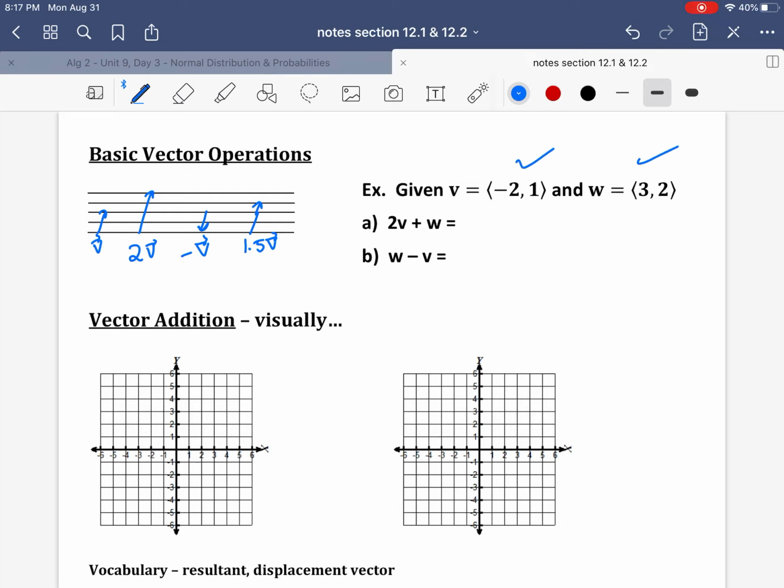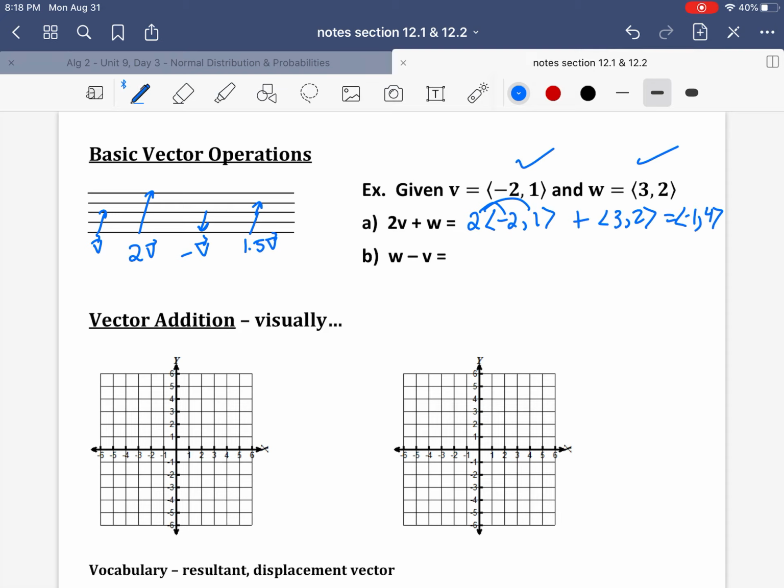Over here, when something's in component form, it's really easy to manipulate. So if you have 2v plus w, that means I'm going to do 2 times -2 and 1, plus w, so plus 3 and 2. So I would get -4 plus 3 for my x value, so it'd be -1. And I get 2 plus 2 for my y value, so it'd be 4. Basically I'm just distributing and then combining the x's and combining the y's to get my answer.